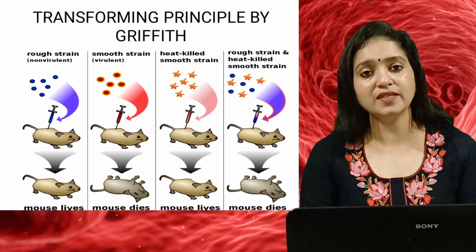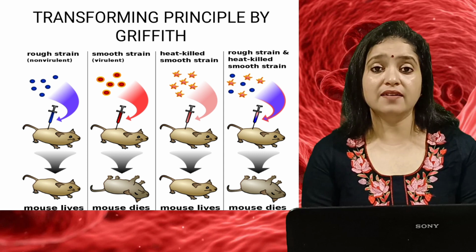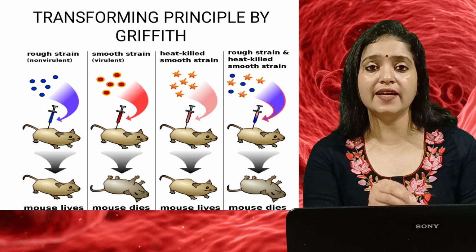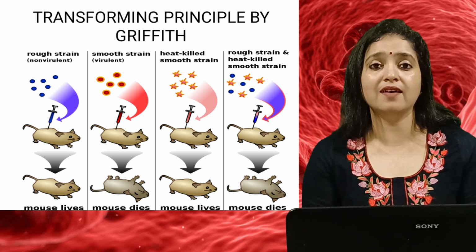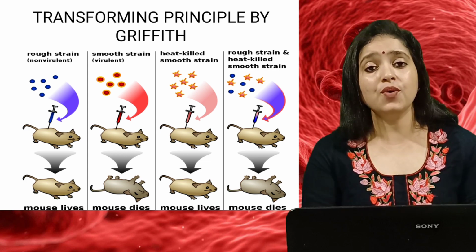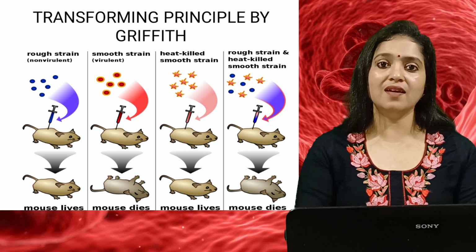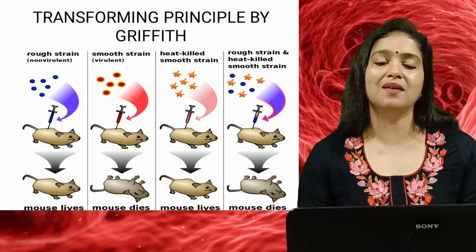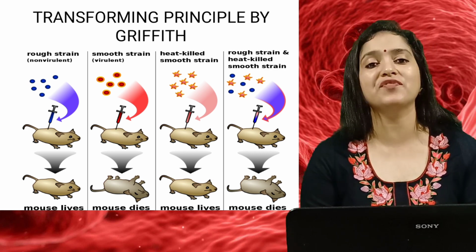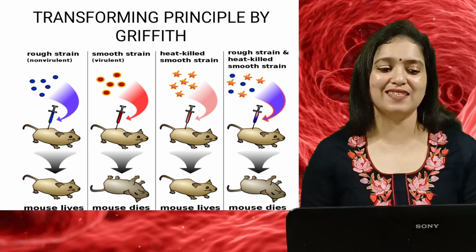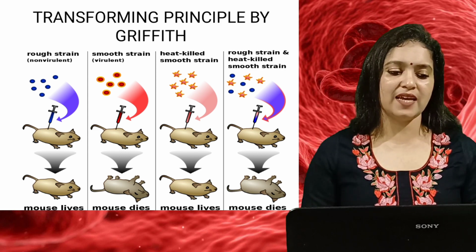This is nothing but the bacteria. At that time Frederick Griffith had not identified the DNA. So some material from the bacterium is transferred to another bacterium. That property of that bacterium is known as transformation. That is what is happening here.